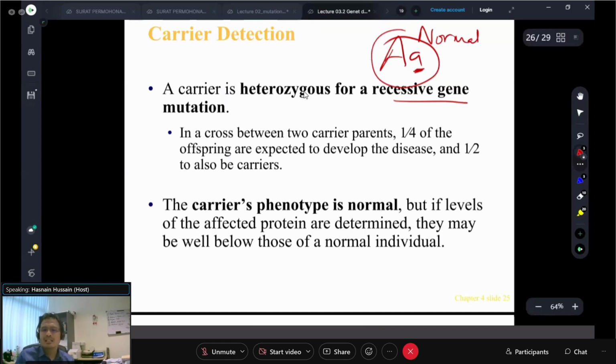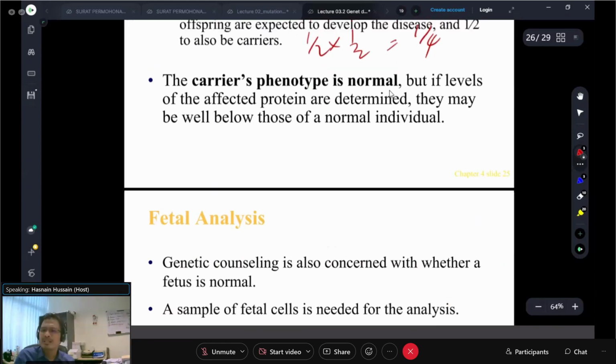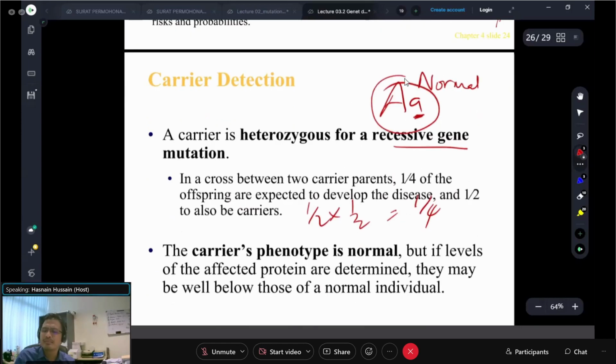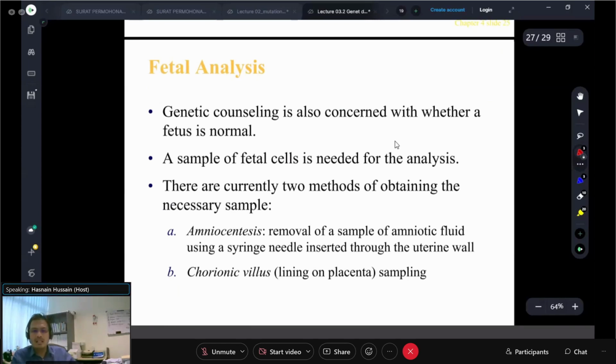In a cross between two carrier parents, one-fourth of the offspring are expected to develop the disease, and half will also be carriers. Because it is half by half, mother and father, it becomes one-fourth. The carrier phenotype is normal because the big letter allele produces the normal enzyme to compensate for the one that is not producing the normal one.